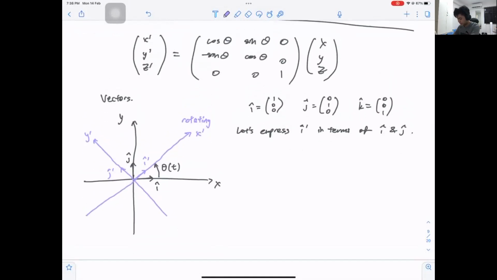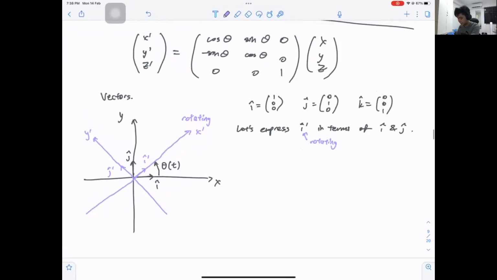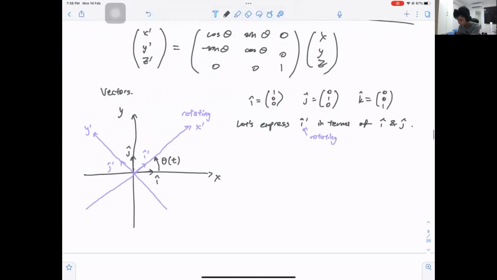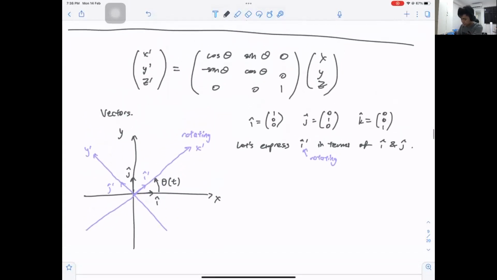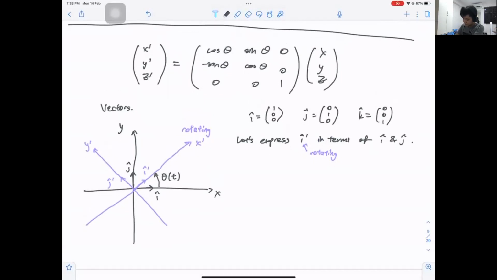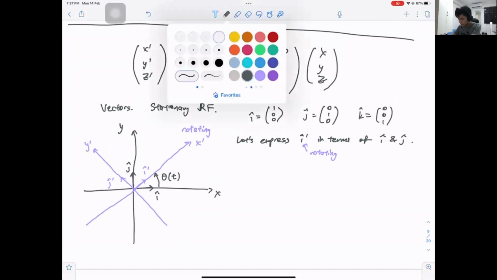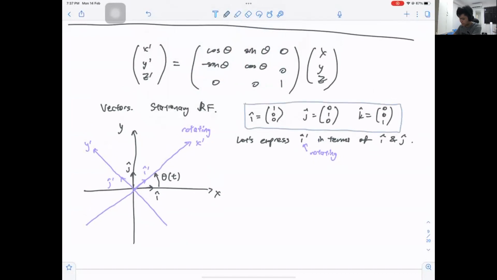So we're going to express i hat prime in terms of i hat and j hat, and the motivation is that later we'll see that this one is a rotating vector. We will also say that we're going to be working in the stationary frame. Throughout this entire chapter, we'll be working in the stationary reference frame. What that means is that your i hat and your j hat are the fixed vectors. Since we are in the fixed frame, this i hat, j hat, and k hat are the ones that don't change.